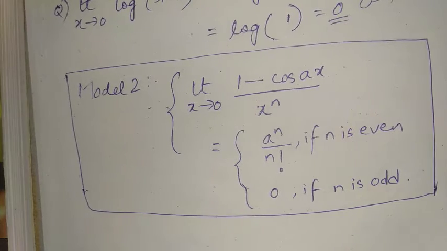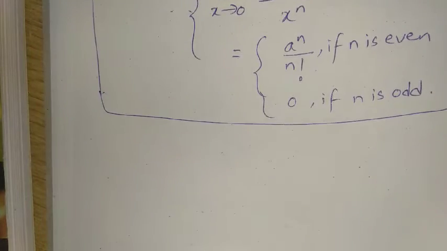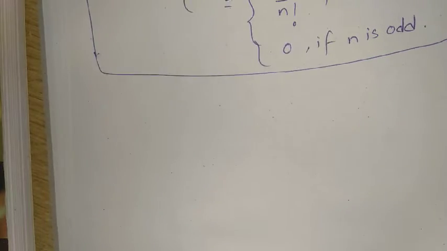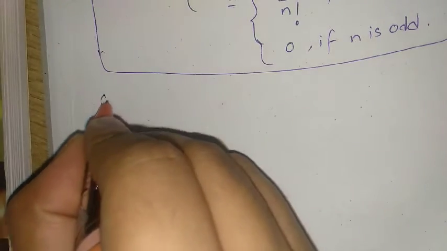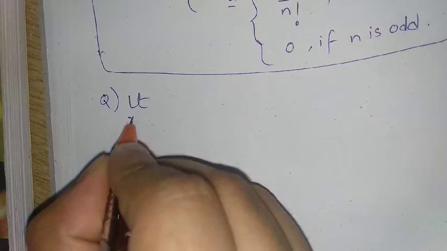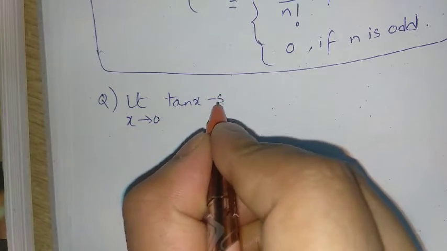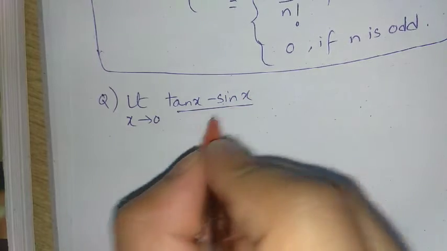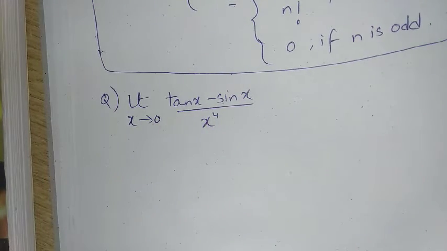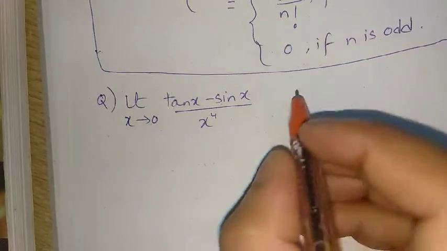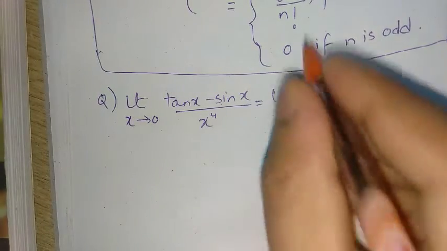So the first question for us is, I hope you can see this. The first question is limit x tends to 0 of (tan x minus sin x) by x to the power 4. In these questions, what we will do is convert it to this form.